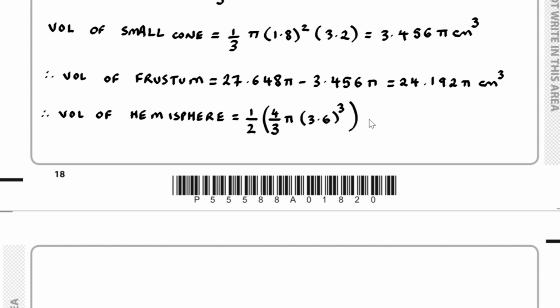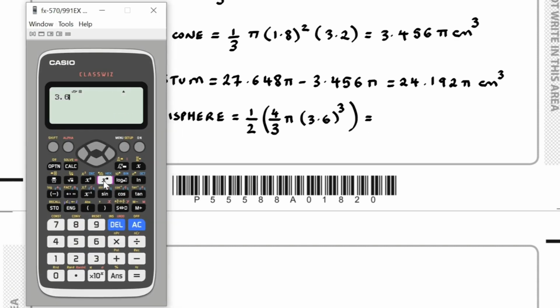cubed. So if I work out what this is, I've got 3.6 cubed times 4/3 times a half. So I get the volume of the hemisphere equaling 31.104 pi centimeters cubed.